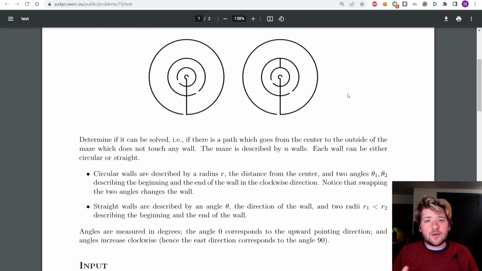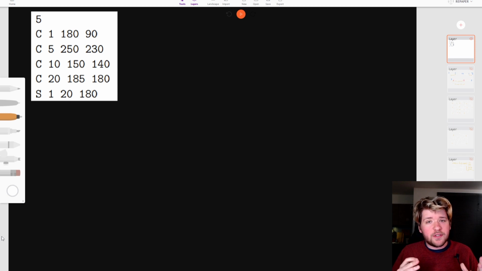So the formal description of a maze like this is that we'll be given n walls, and the walls can either be circular, so portions of a circle of a certain radius, and there are two angles delimiting the beginning and the finishing radius, which will give us the opening. And there also are straight walls which have a direction, and there's also the radius where it starts and the radius where it stops from the center. Okay, let's draw the first sample test case.